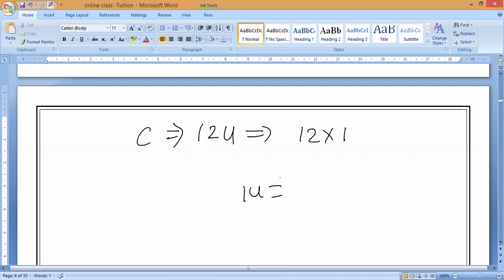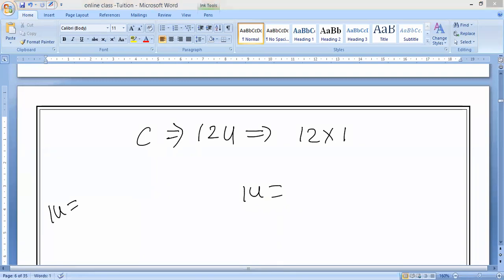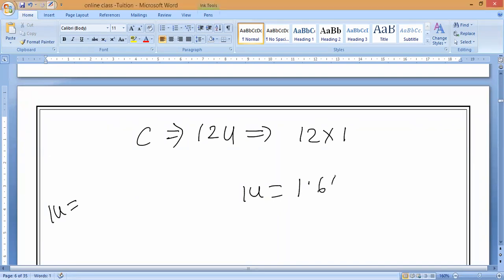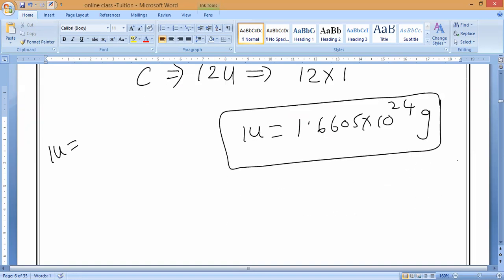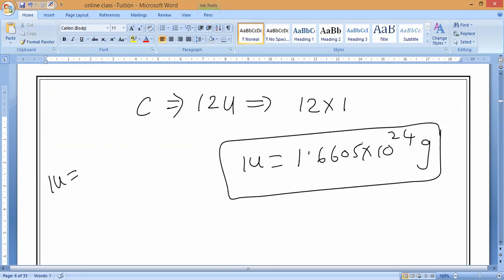1 unit equals the hydrogen mass. Hydrogen mass is 1.67 into 10 power minus 24. Now it will come around 1.6605, almost equal, into 10 power minus 24 grams. Understand?